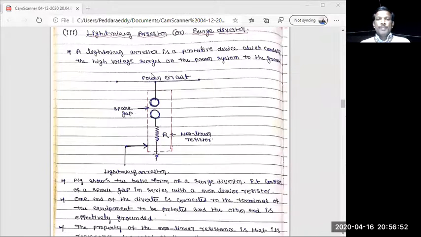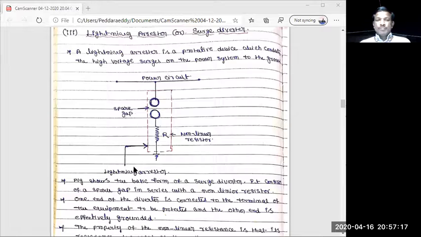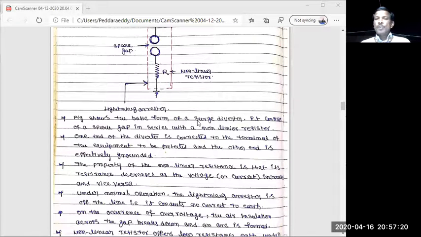So when you see the diagram, this is the power conductor and this is the earth. The lightning arrestor or surge diverter is connected between the power conductor and ground. The lightning arrestor is the combination of a spark gap and a nonlinear resistor. The figure shows the basic form of a surge diverter. It consists of a spark gap in series with a nonlinear resistor.